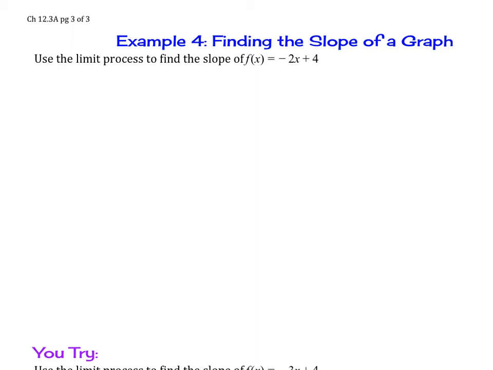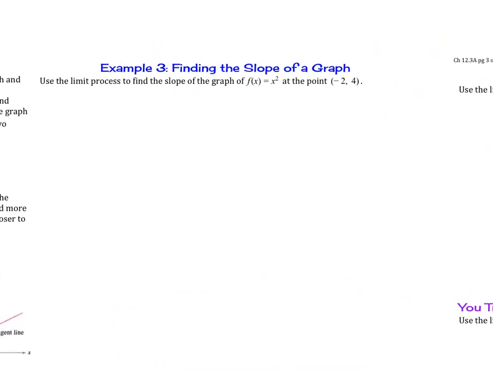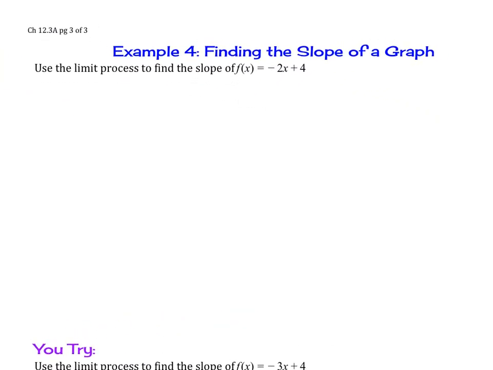Now let's try this example here. Find the slope of a graph. Now notice with this example, it just gives us the equation. Use a limit process to find the slope of f of x equals negative 2x plus 4. That is different from the last problems where we're given an equation and a point. So this is how you would approach this problem.